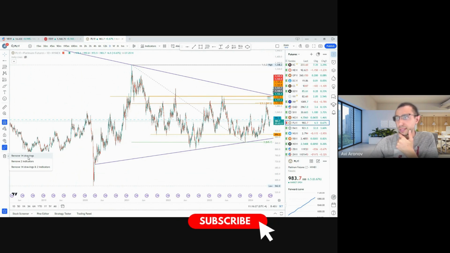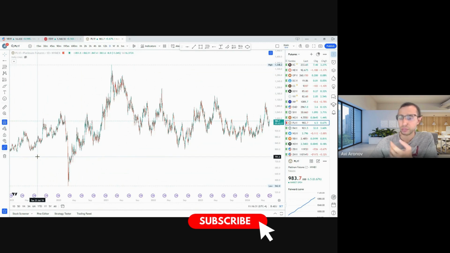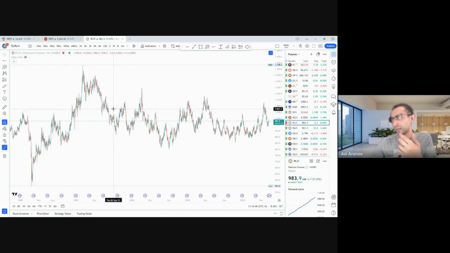Also, one thing that is important to know, because some people are charting on the phone, some people are charting with a laptop. Always make sure that you have a mouse that you can draw with. It will make your life so much easier for drawing purposes and analysis. Okay, so the ticker is PL1.